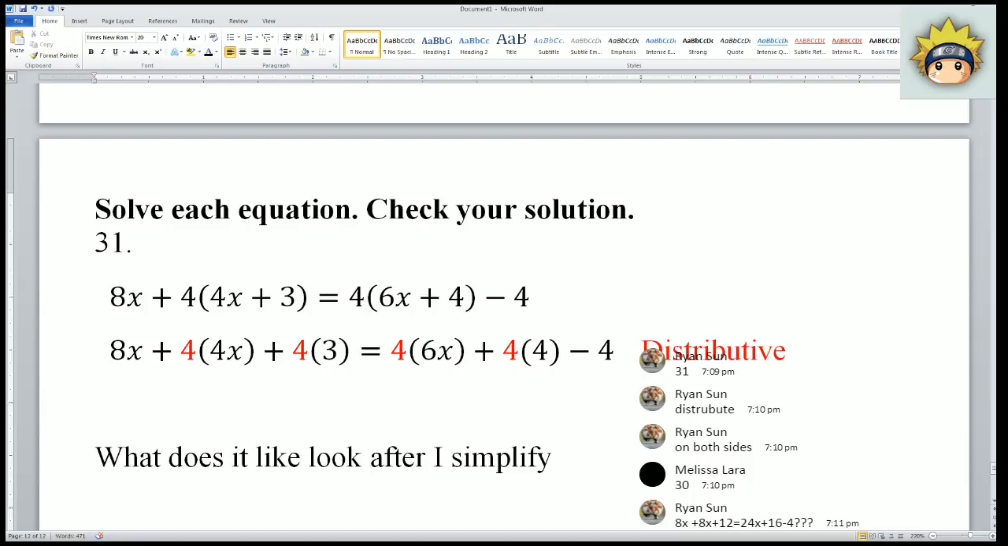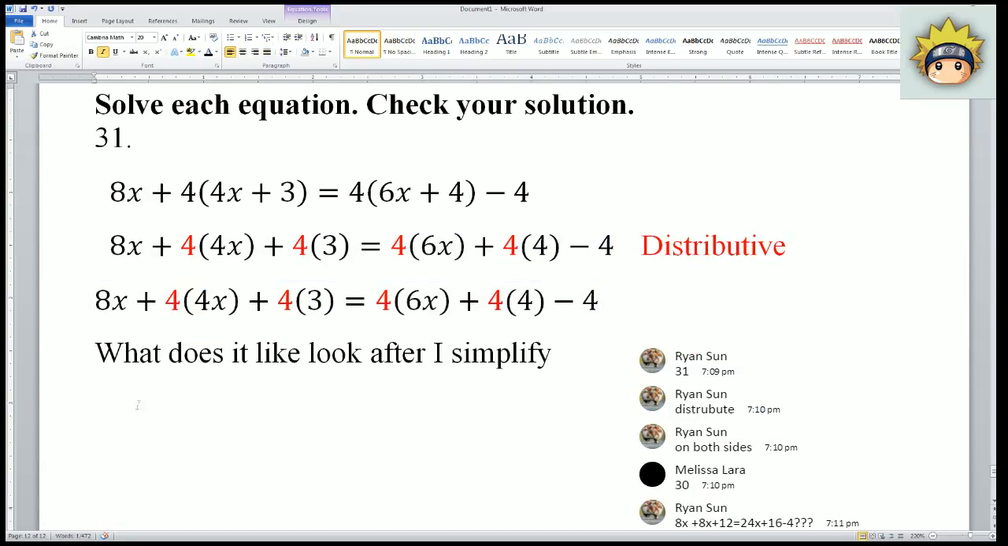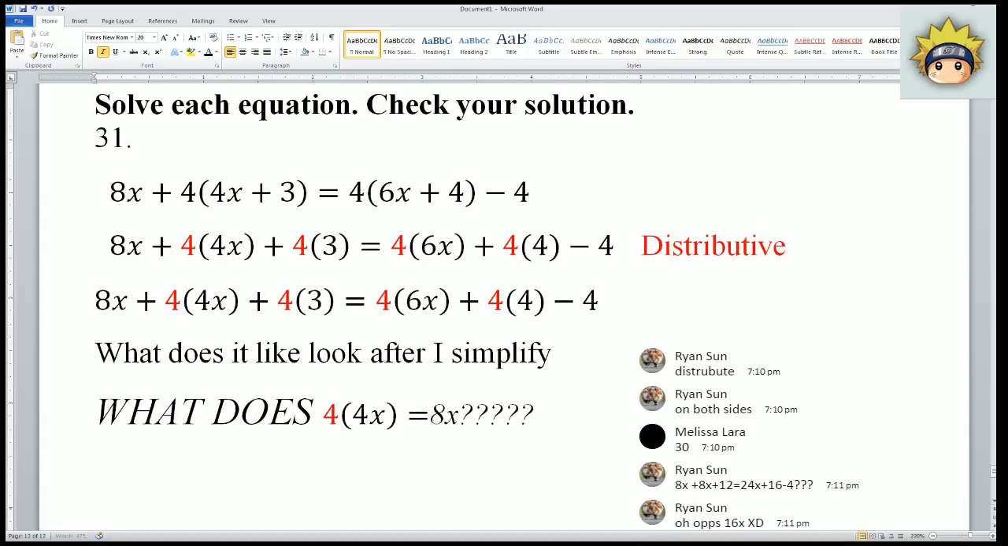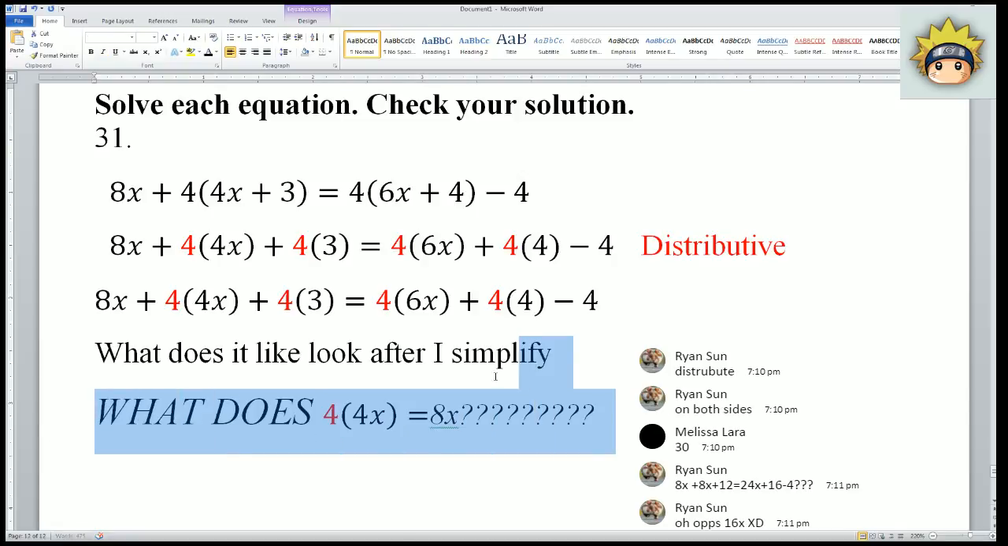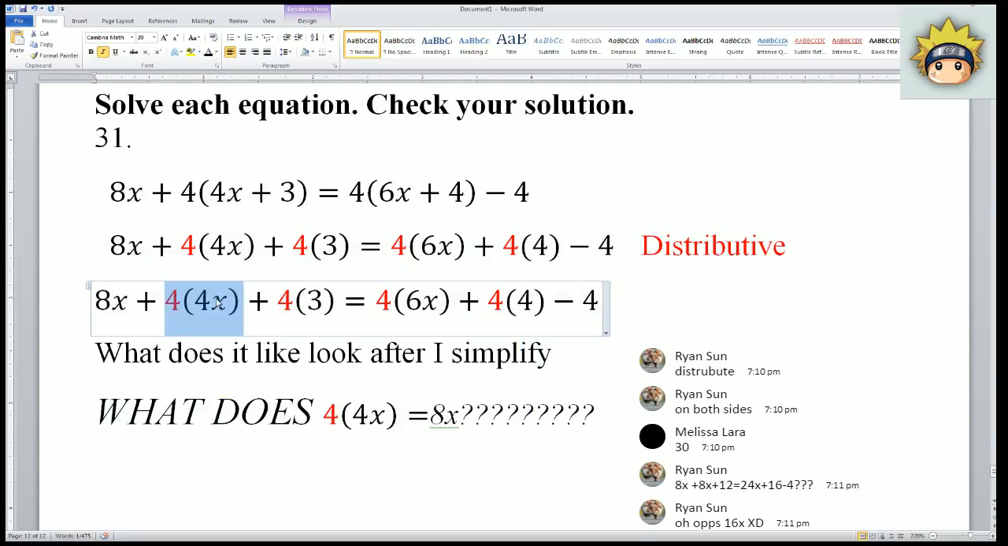8x plus. Alright, class, we're gonna ask this. What does 4 times 4x equal to? You put 8x here. Does that become 8x? It's a multiplication here. Thank you. Okay, this becomes 16x.